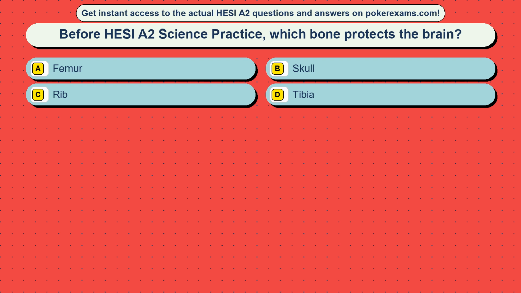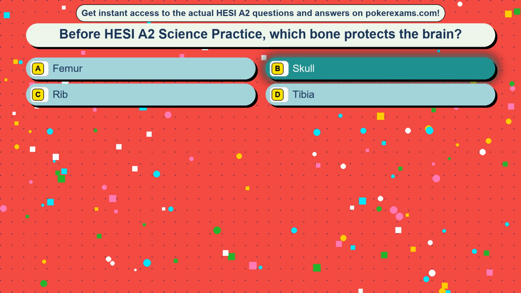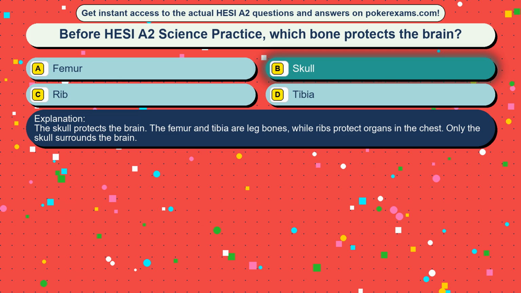Option C, rib. Option D, tibia. The correct answer is option B, skull. The skull protects the brain. The femur and tibia are leg bones, while ribs protect organs in the chest. Only the skull surrounds the brain.